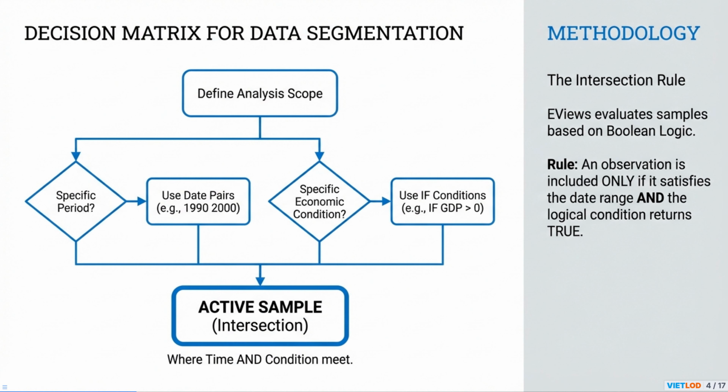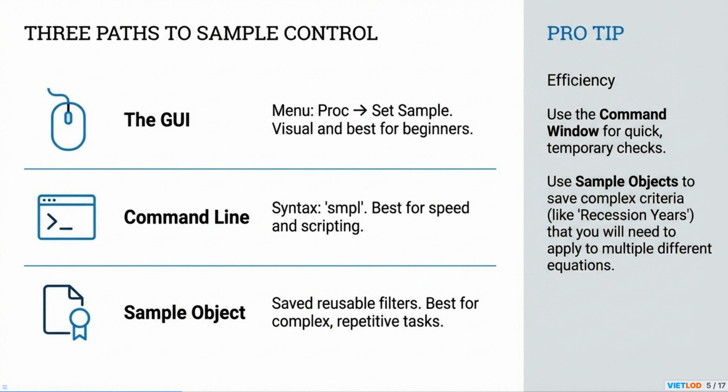The decision matrix shown visually represents this. You first define your analysis scope. Then, you decide if you need a specific period, which involves using date pairs like 1990 to 2000. Concurrently, you might decide if you need a specific economic condition, which involves using if conditions, for example, if GDP is greater than 0. The active sample is formed at the intersection where both your time criteria and your condition criteria meet.